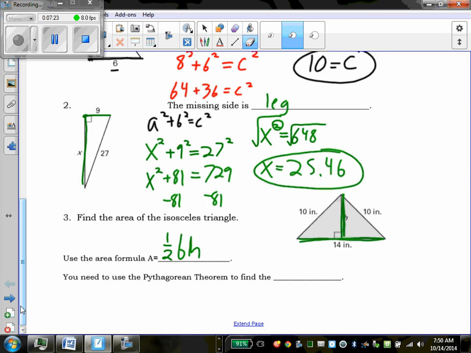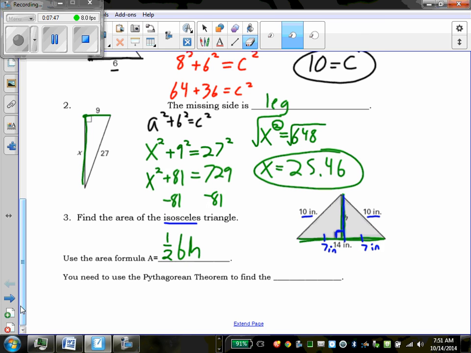The reason that the fact that this is an isosceles triangle is important is because when it's split like this, where these sides are the same, that means that the height here splits the triangle down the middle. So that means that this length here is 7 inches, and this length here is also 7 inches. Also notice that this is a right angle.